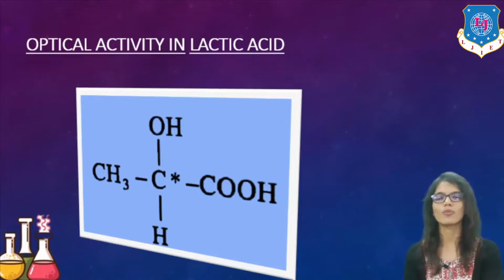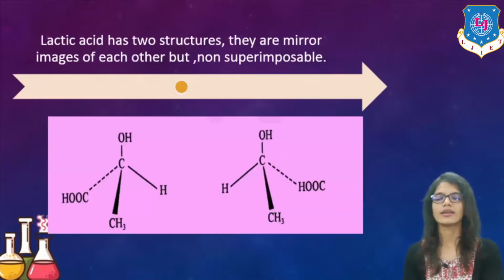Now let's observe optical activity in lactic acid. This is the structure of lactic acid. C star marks one active carbon, one chiral carbon. Lactic acid has two structures. They are mirror images of each other but non-superimposable. So we have D-lactic acid and L-lactic acid. They are non-superimposable to each other but mirror images of each other, as you can see. The upper side contains OH, the lower side contains CH3. Left and right, H and COOH, just the position of them is changed.